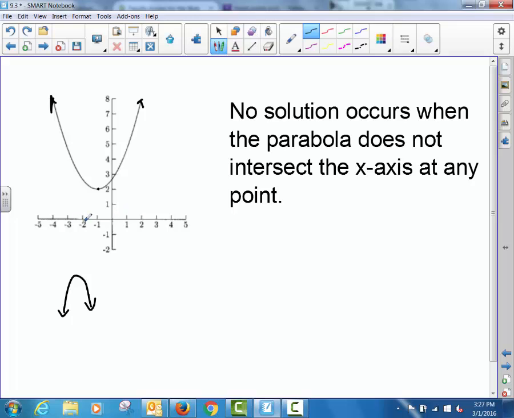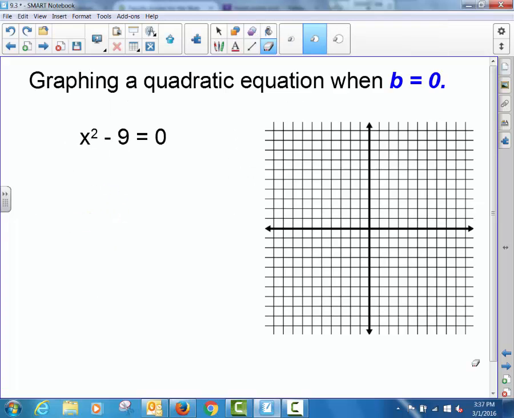Graphing a quadratic equation when b is equal to 0. Earlier in our studies we've done x equals negative b over 2a to find the axis of symmetry. So what we're going to do this time is do that using this. There are different ways to graph and to find the answers, but right now you're going to be graphing the quadratic equation based upon what we have right here, and using the axis of symmetry and plotting the points.